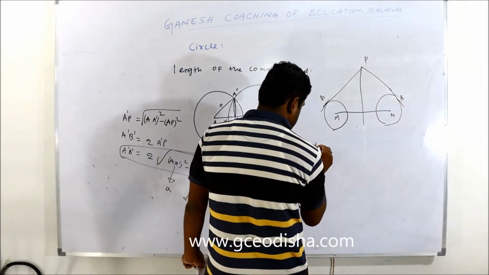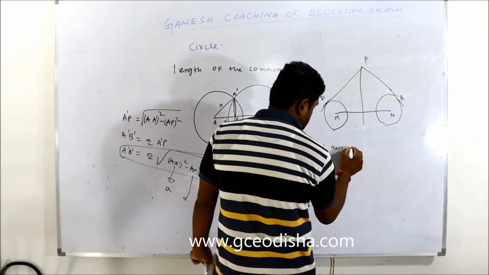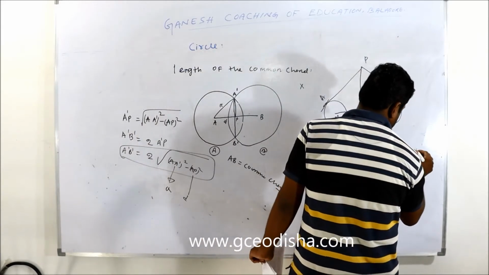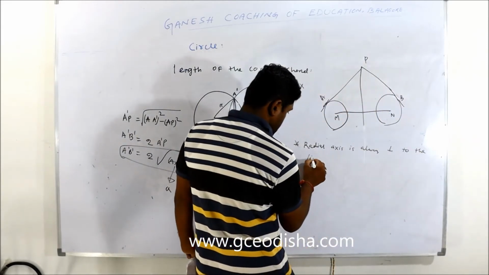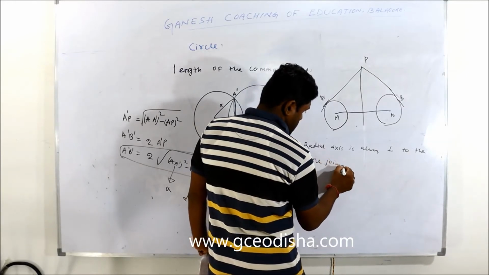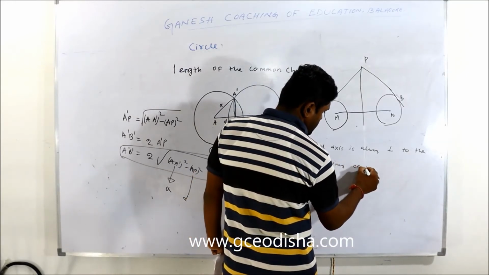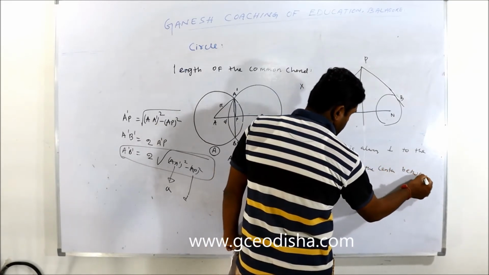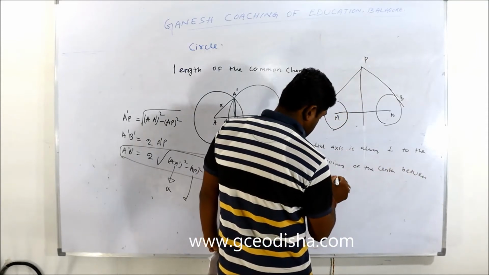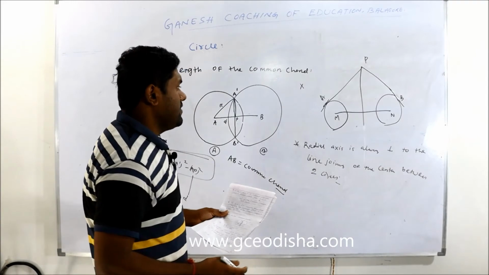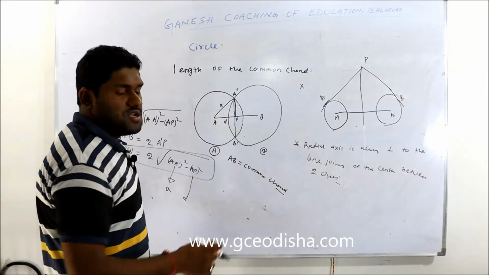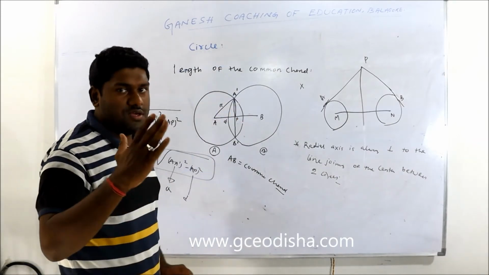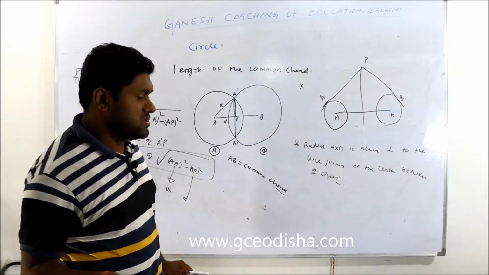Radial axis is always perpendicular to the line joining the centers of two circles, right? There is no formula like that, but you just remember the concept. The radial axis is always perpendicular to the line joining the centers of two circles. Okay.